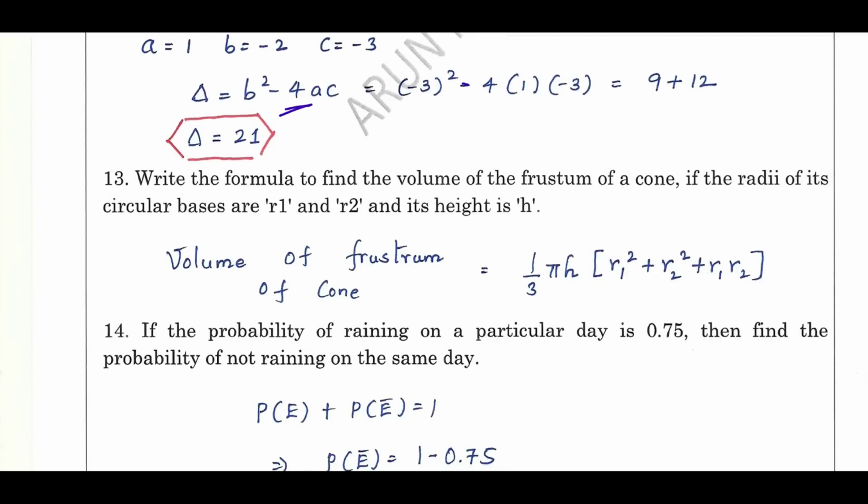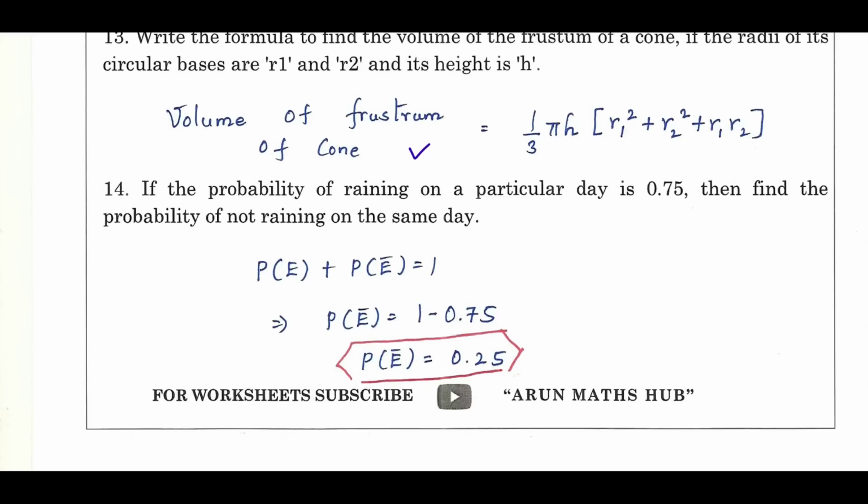Write the formula to find the volume of frustum of cone if the radii of its circular bases are r1 and r2. The volume of frustum of cone is 1 by 3 pi h times r1 square plus r2 square plus r1 into r2.